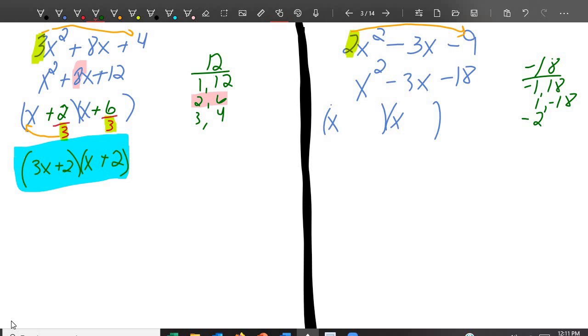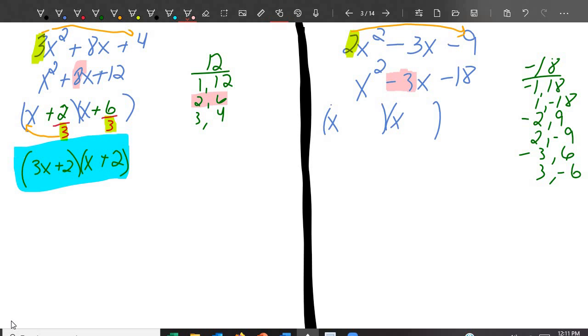Then we got negative 2 and 9, 2 and negative 9. Whoops, let me erase that. Negative 9 and negative 3, 6, positive 3, negative 6. Okay, so the middle number is negative 3.